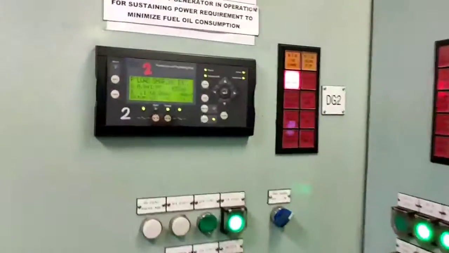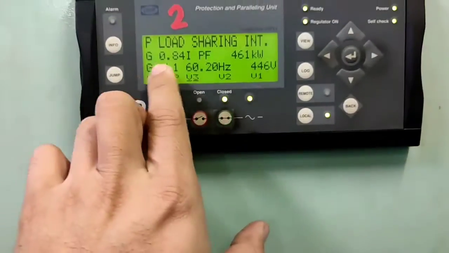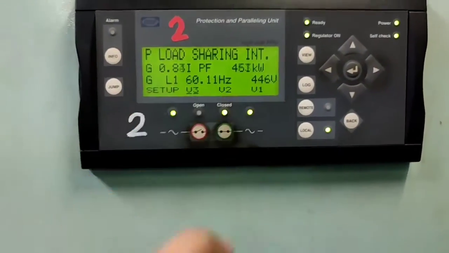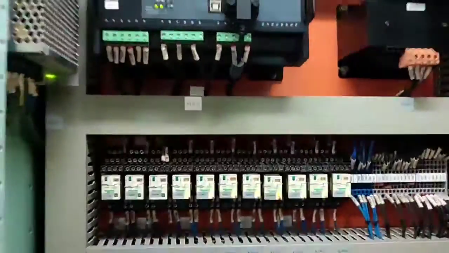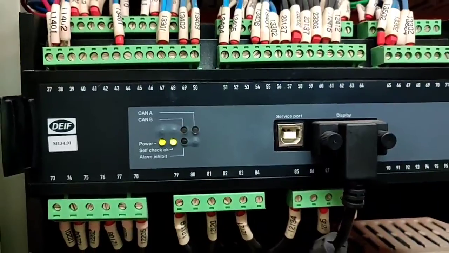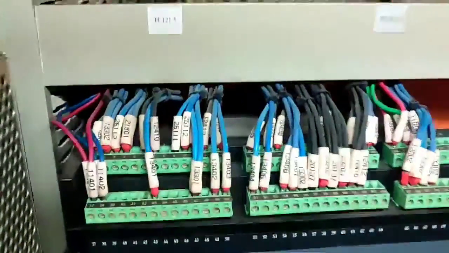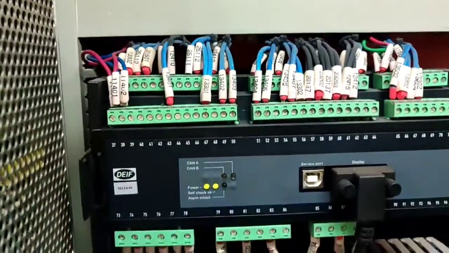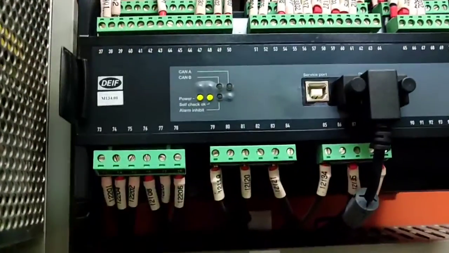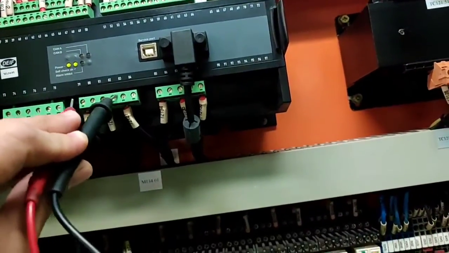This is our topic for today. The DPU 2 PPU alarm means parallel protection unit, but it is still running. Number two, I did not touch the wires first. Power, then there is no common alarm coming up. Self-check okay. Then check the inputs.